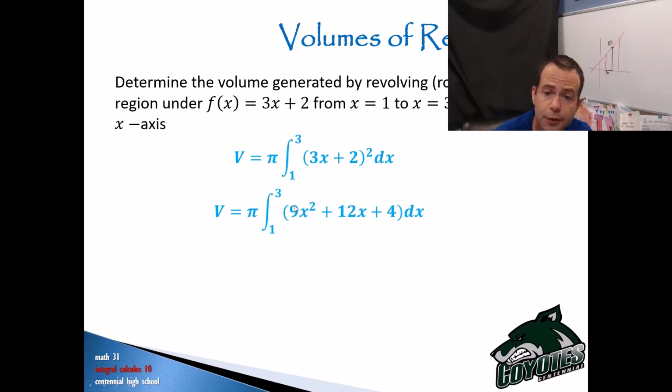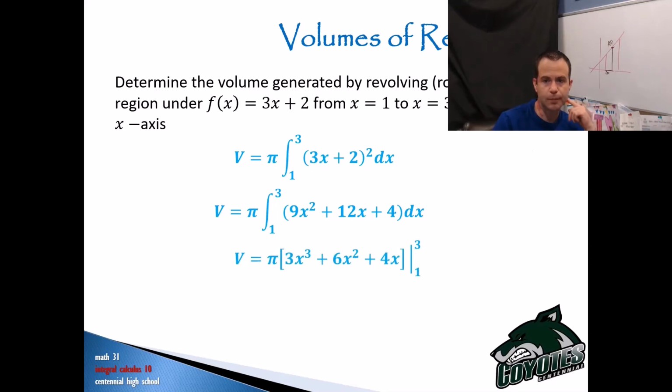When I go to integrate that, I'm going to integrate each part, but there is a pi in front of it all, so the integration that I do would have to be in brackets. So the integration of 9x squared, the x squared becomes a cube, so I'm looking at 3x cubed. I'm looking at 6x squared and 4x. Now it ends up being pi times that, and I'm evaluating that from 1 to 3.